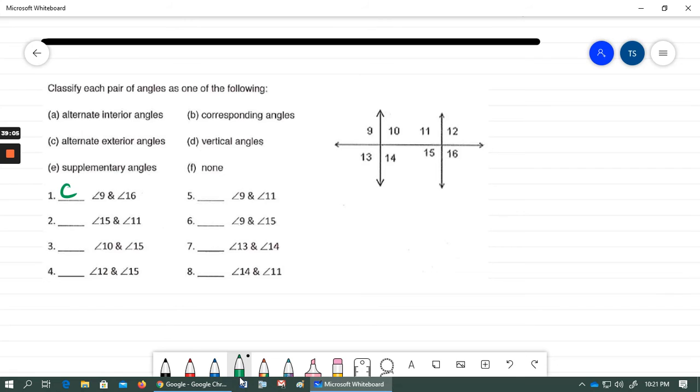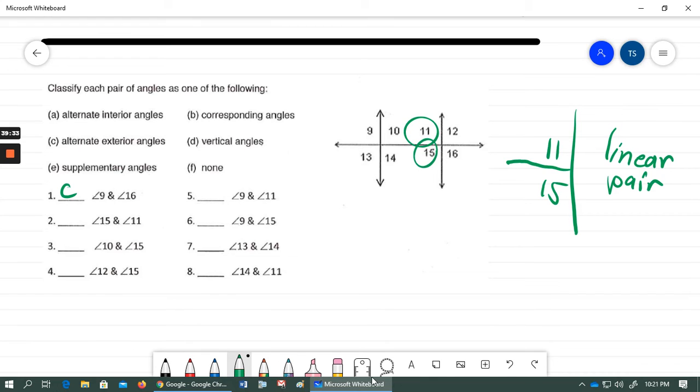Okay. Number 2, 15 and 11. So these two angles, angle 15 and 11, if you look at those two angles there, they form a straight line. You've got 11 right here, and you've got 15 right there. They form a straight line. Well, guess what? Those two angles, 11 and 15, are a linear pair. And if they're a linear pair, because they form a straight line like that, that means that they add to 180 degrees, because any straight line or any straight angle is 180 degrees.